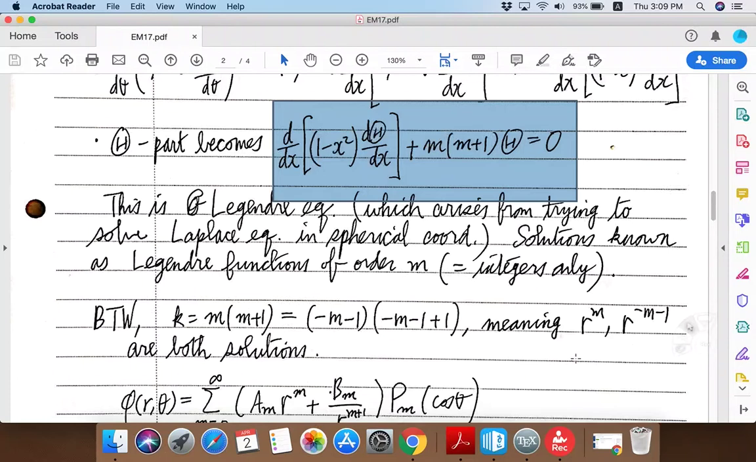They make a necessary appearance in the solution of the Laplace equation when you try to solve it in the spherical coordinates.